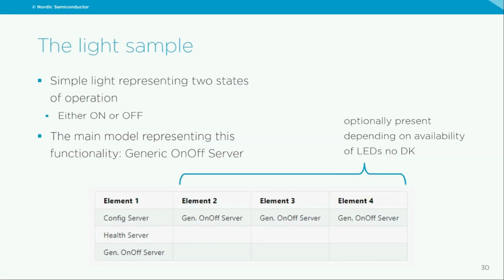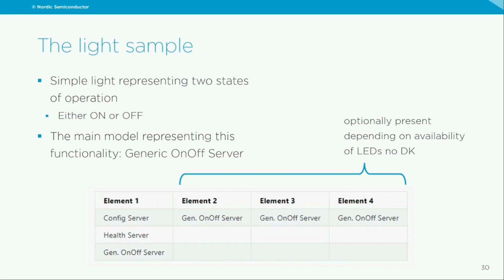Okay, now let's take a look at the light sample. It is a simple light representing two states of operation, either on or off. And the main model which represents this functionality is the generic on-off server. The sample has 4 instances of generic on-off server on 4 different elements, and they are conditionally present depending on the availability of LEDs on a chosen DK.